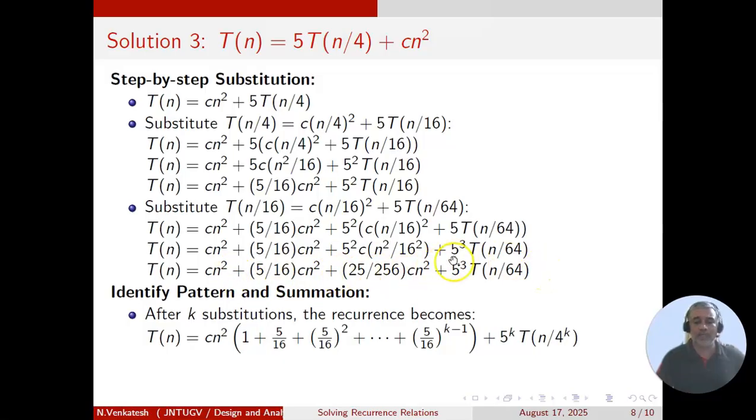Now clearly we can see that there is a pattern. If you substitute k times, then we'll get 5 power k into T(n/4 power k) plus Cn square into 1 plus 5/16 plus (5/16) whole square, and so on up to (5/16) whole power k minus 1. Now we have to find the sum of this GP series. Because 5/16 is less than 1, the sum gives you 1 by 1 minus r, that is 11/16.